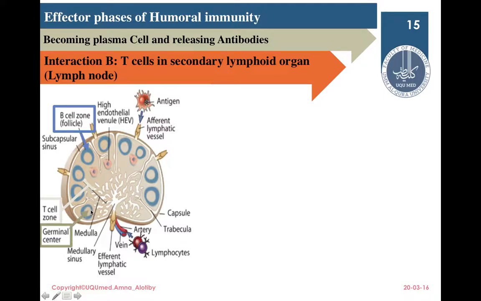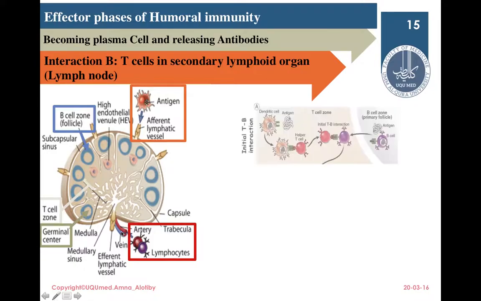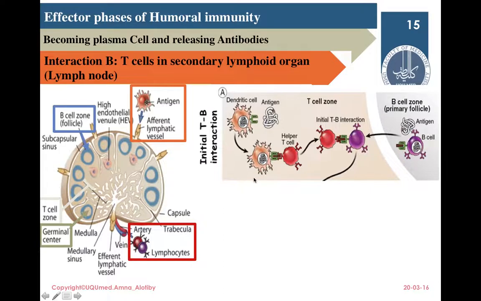The inside portion of the B cell zone is the germinal center. The dendritic cells, or the antigen presenting cells, will capture the antigen and then bring them to the lymph node through afferent lymphatics. The lymphocytes, the B and T cells, will circulate into the lymph nodes through arteries. Now, looking at the initial T and B cell interaction, the dendritic cell will capture the antigen, process it and present it with the help of MHC class II to CD4 helper T cell, and this will happen in the T cell zone.